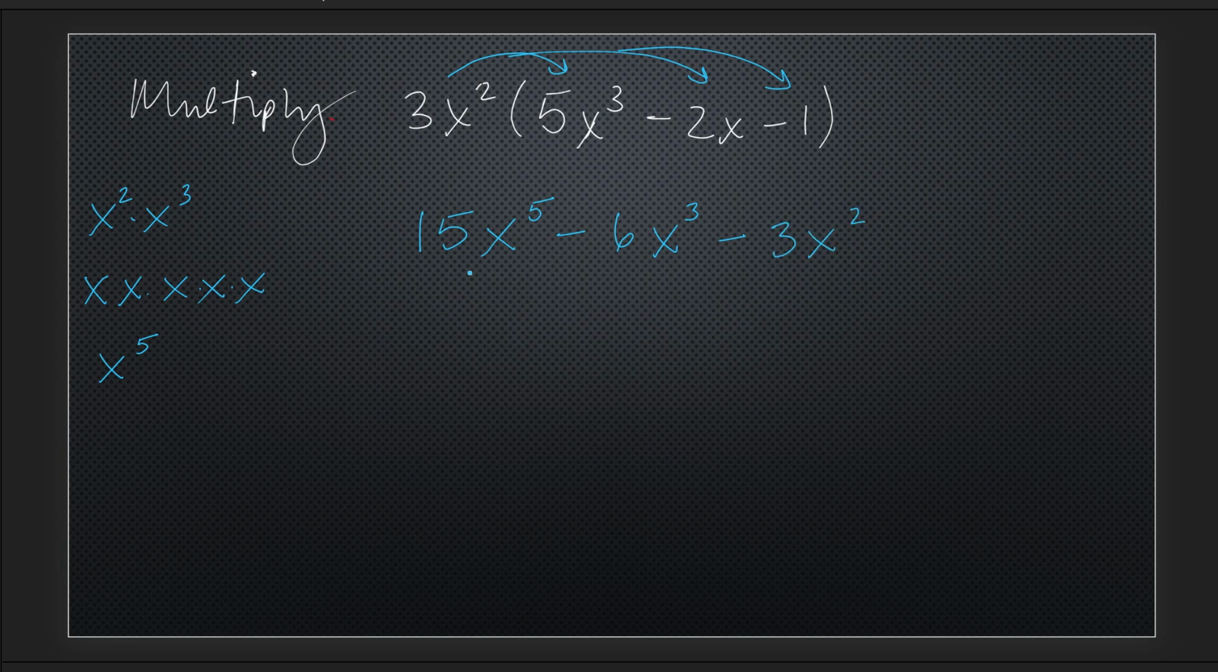Now this is an x to the fifth term, this is an x to the third term, this is an x squared term, and that's it. They're all unlike, can't do anything else. So that's it, we multiplied that.